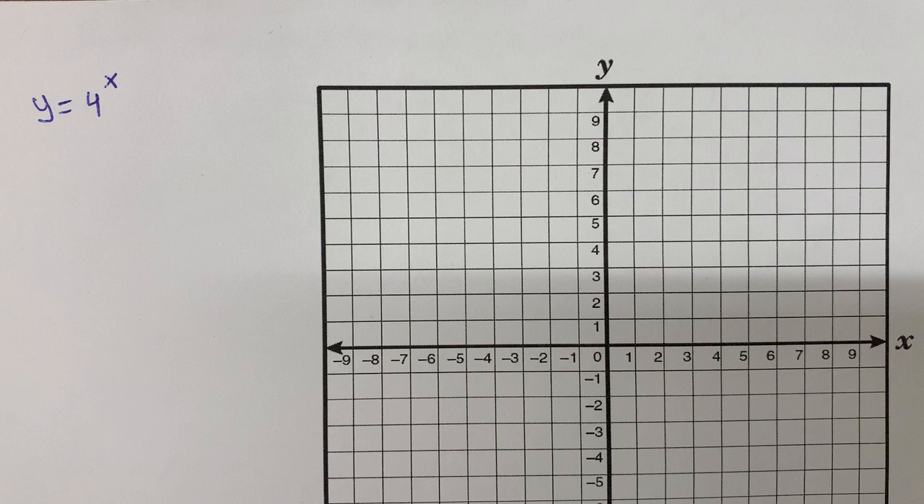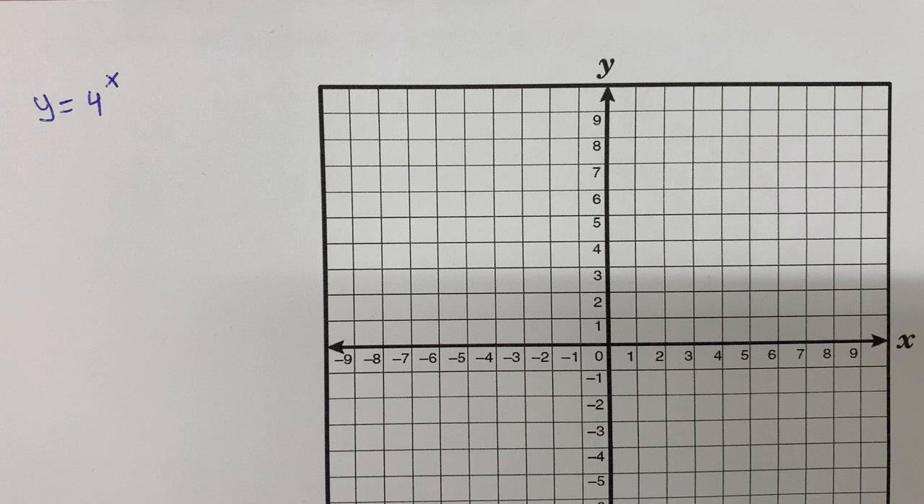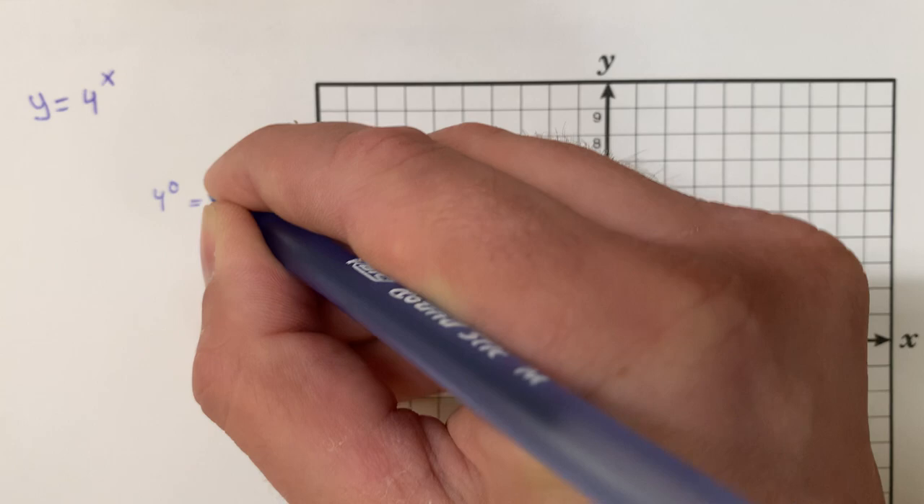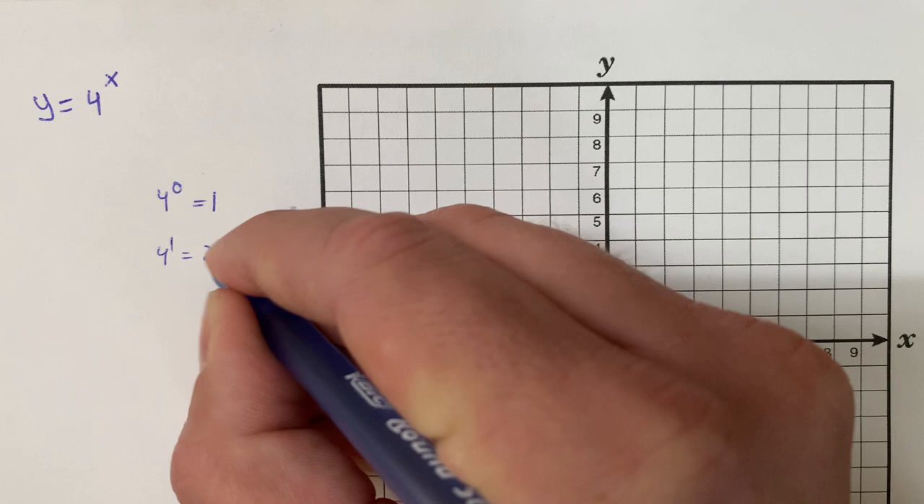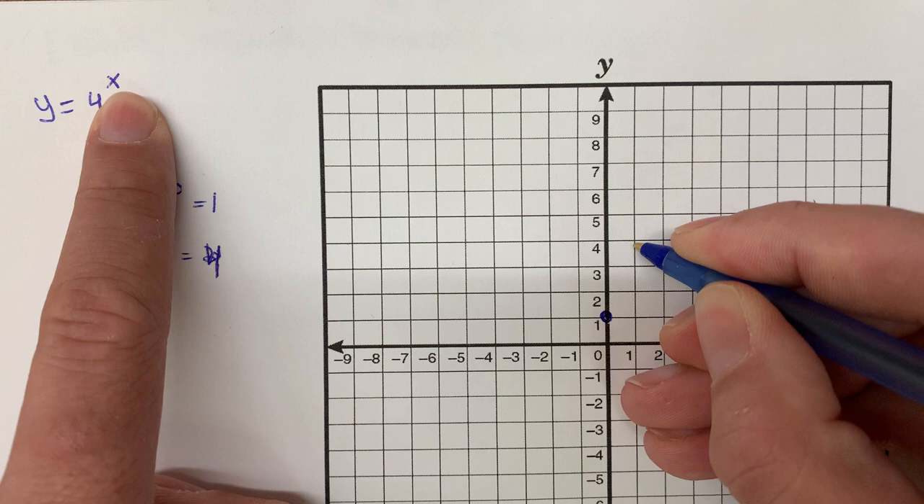So let's look at this parent function, y equals 4 to the x, and go ahead and say how you should graph it. What are the points that would be on this that we can tell? And hopefully we know that anything to the 0 is 1, so 4 to the 0 power is 1, and so it goes through the point (0, 1), and 4 to the 1 power is 4. So when x is 1, the y will be 4. It's multiplying by 4 each time.